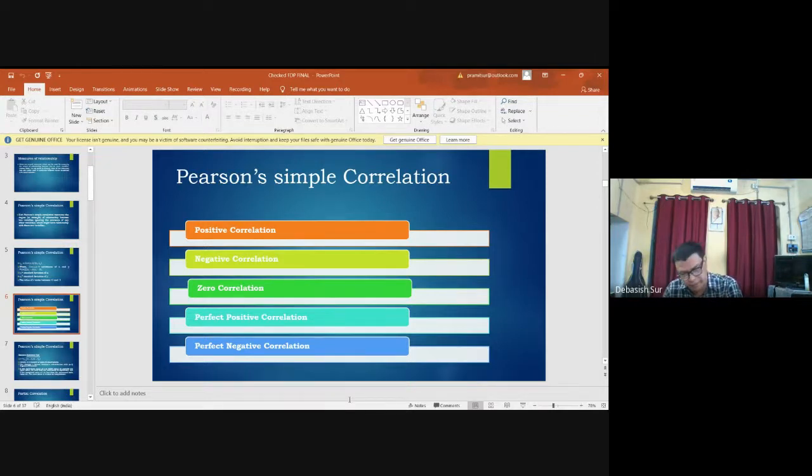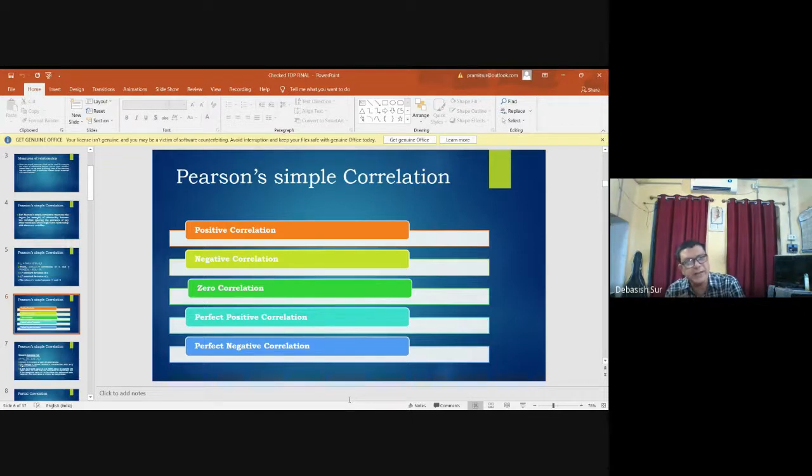called zero correlation. Generally, if we consider two variables, for example, number of cricketers in a village and amount of fertilizer consumed in that village, generally there is no relationship between these two. That means number of cricketers does not depend on the amount of fertilizer used, or amount of fertilizer used is not influenced by the number of cricketers. So this is a case of zero correlation.